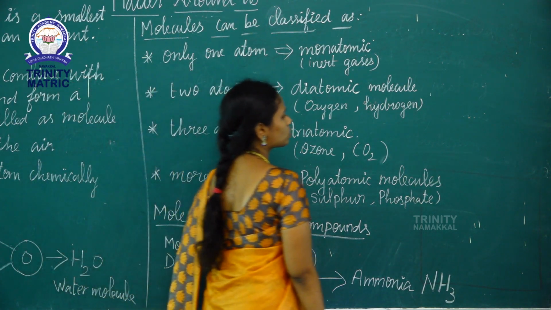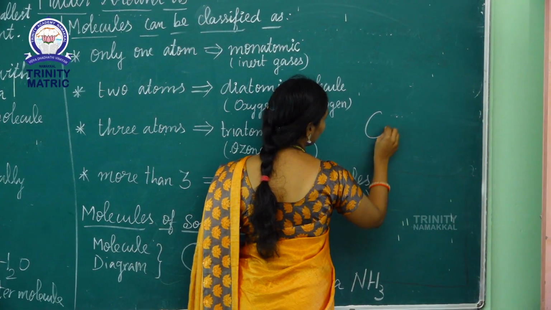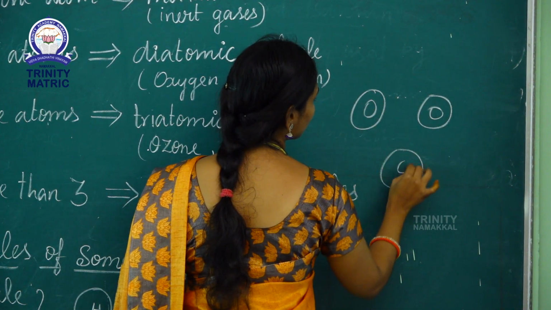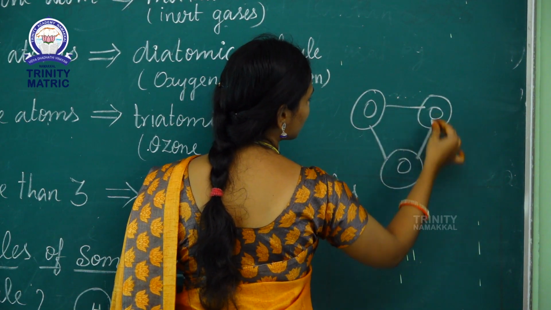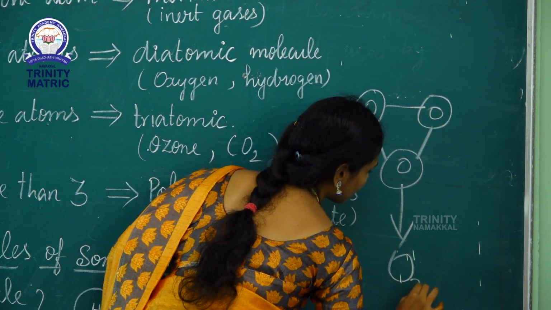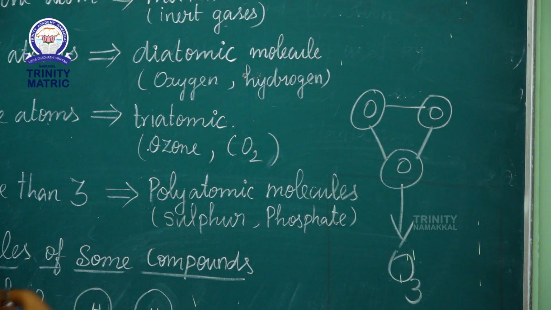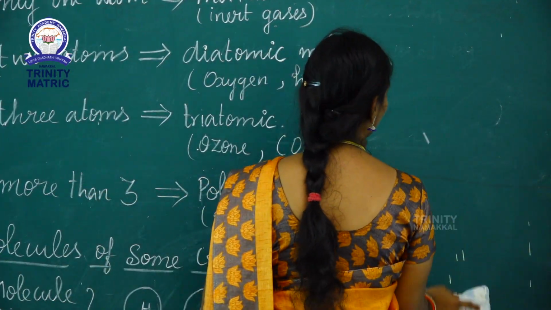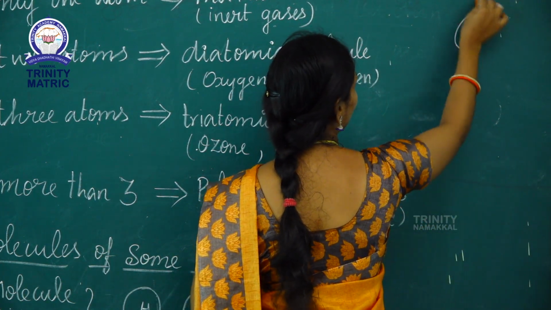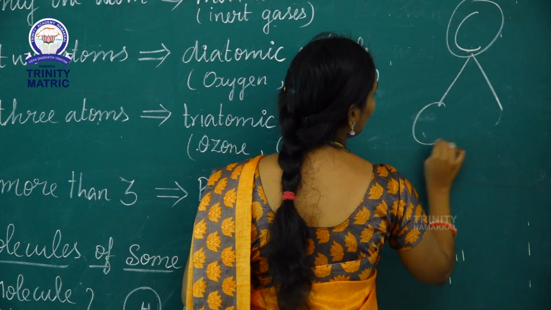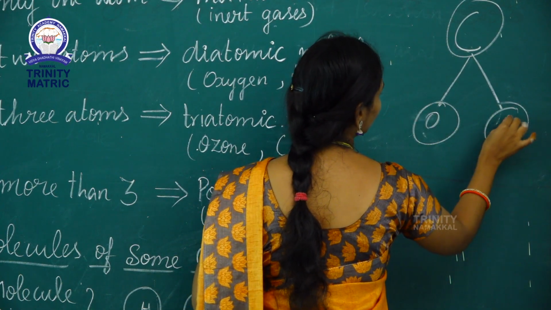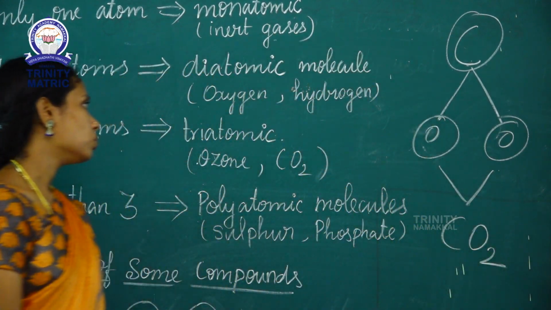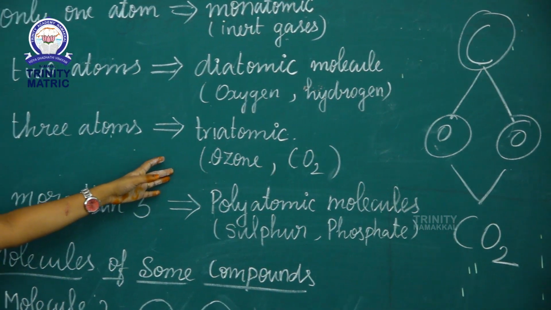Then a molecule that contains three atoms is called a triatomic molecule. Example, ozone. Ozone contains three oxygen atoms, so it is O3, ozone. Next, carbon dioxide, CO2. One carbon atom combines with two oxygen atoms to give carbon dioxide, CO2. This is an example of a triatomic molecule.